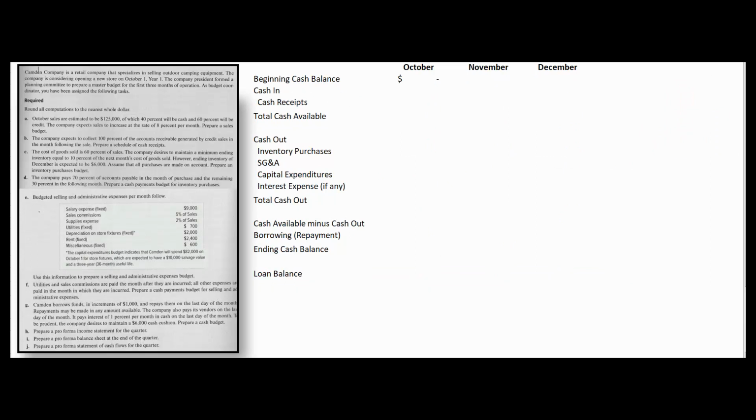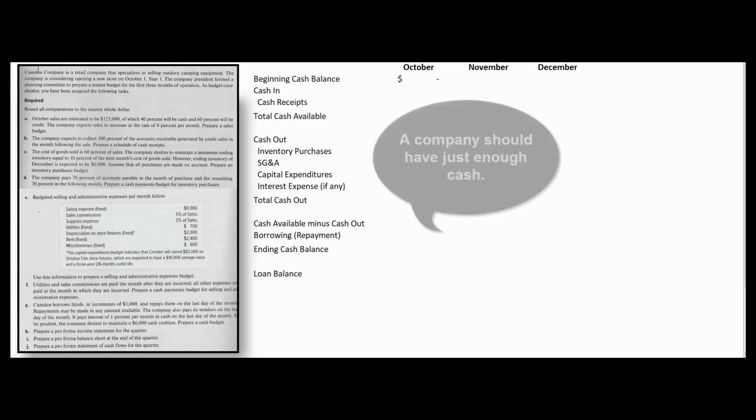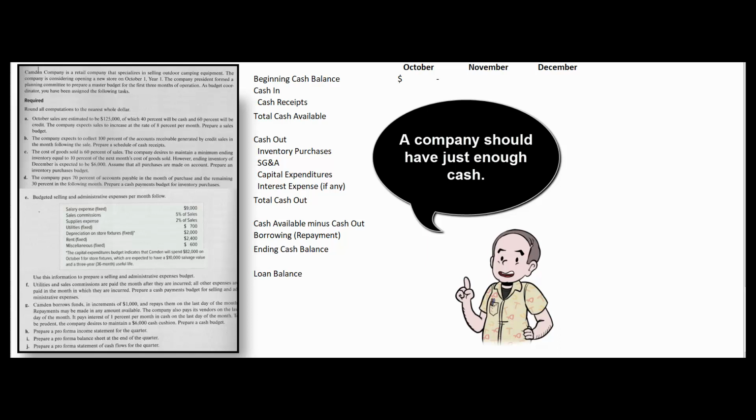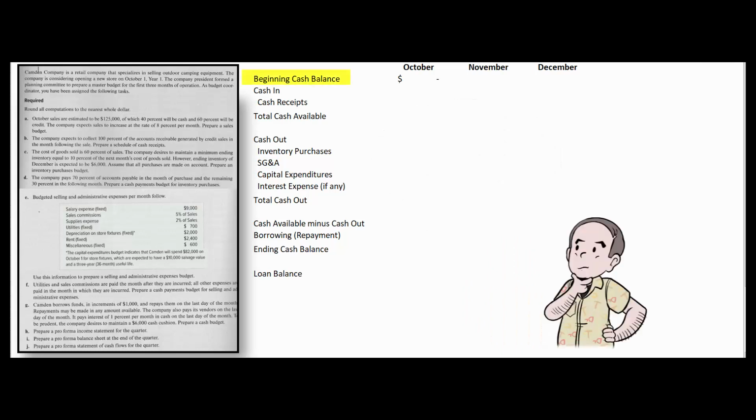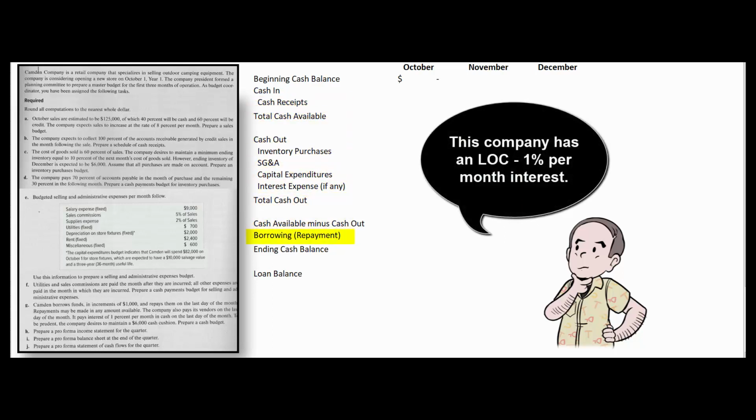Now it's time for the very important cash budget. How much cash should a company have? Just enough. We want to know in advance if we're going to run short of cash so we can start the borrowing process early. Or if we're going to have extra cash, we want to know about that early so we know what to do with it. So the format is usually start with the beginning cash balance, then cash in, subtract cash out, and if we're short, we'll have to do some borrowing. This company has a line of credit that they can borrow in increments of $1,000, and the interest is 1% per month.